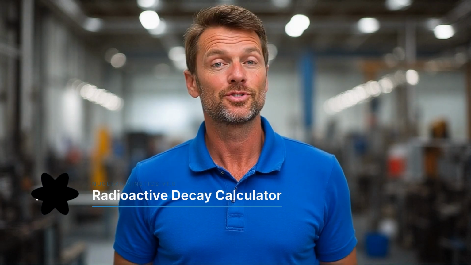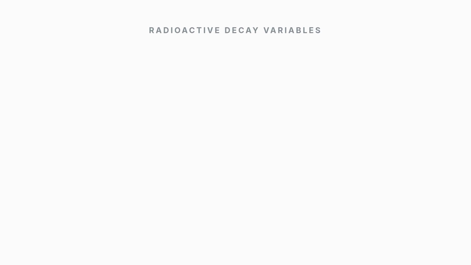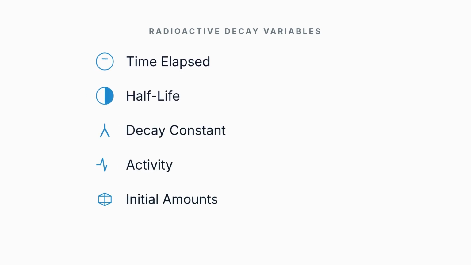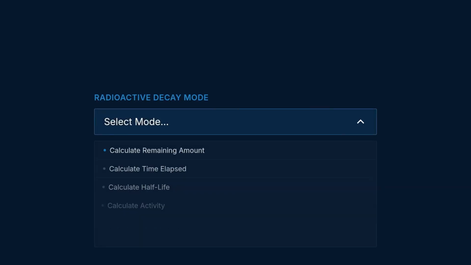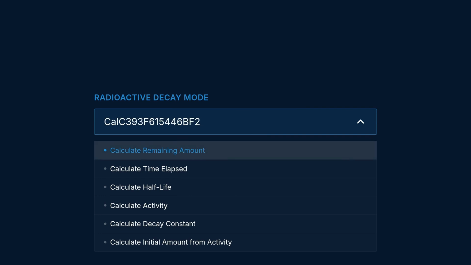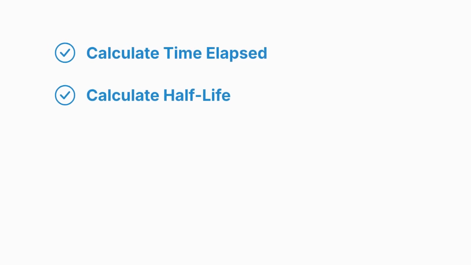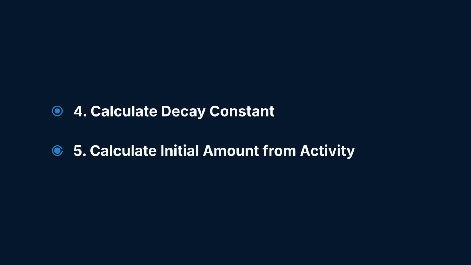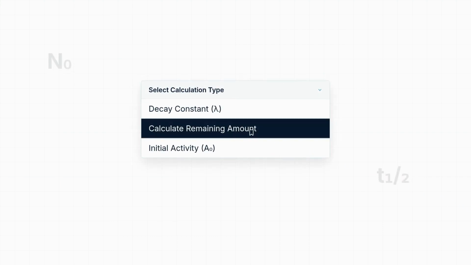This is the Radioactive Decay Interactive Calculator, which solves nuclear decay problems by calculating remaining amounts, time elapsed, half-life, decay constant, activity, and initial amounts. The calculator has a drop-down menu for calculation mode with 6 options: calculate remaining amount, calculate time elapsed, calculate half-life, calculate activity, calculate decay constant, and calculate initial amount from activity. For this demonstration, I've selected Calculate Remaining Amount.